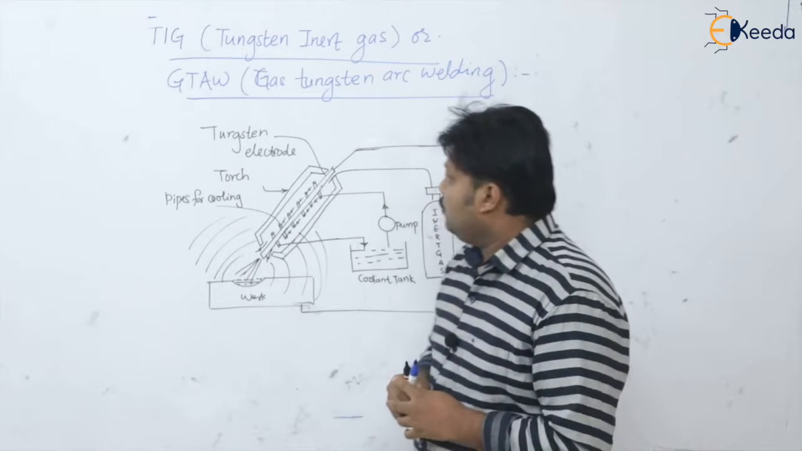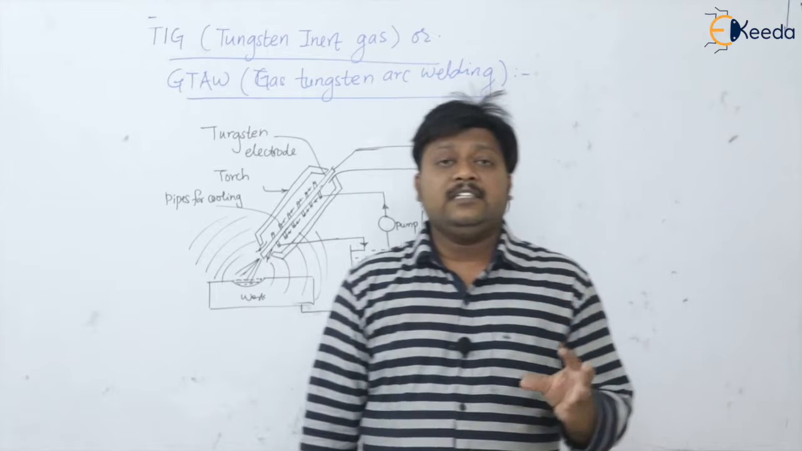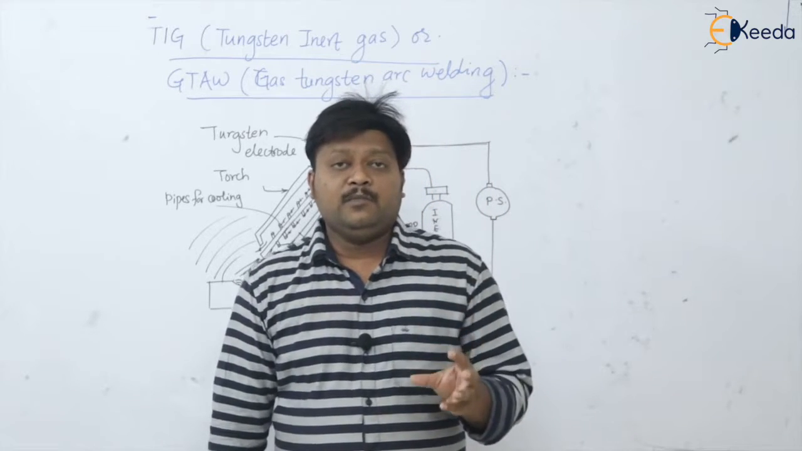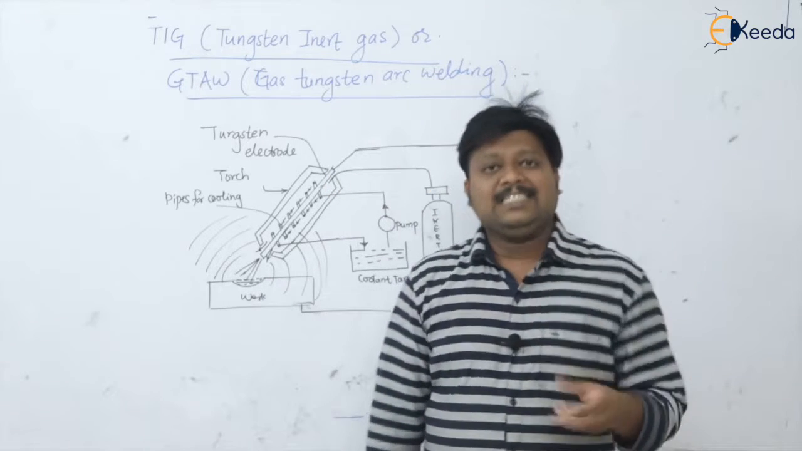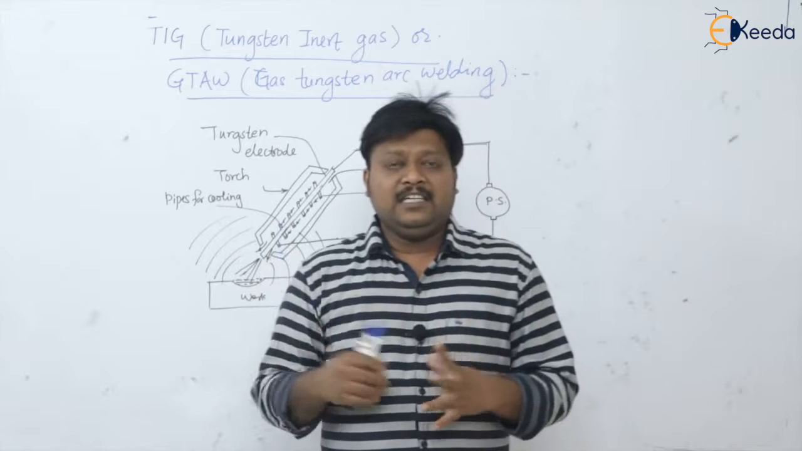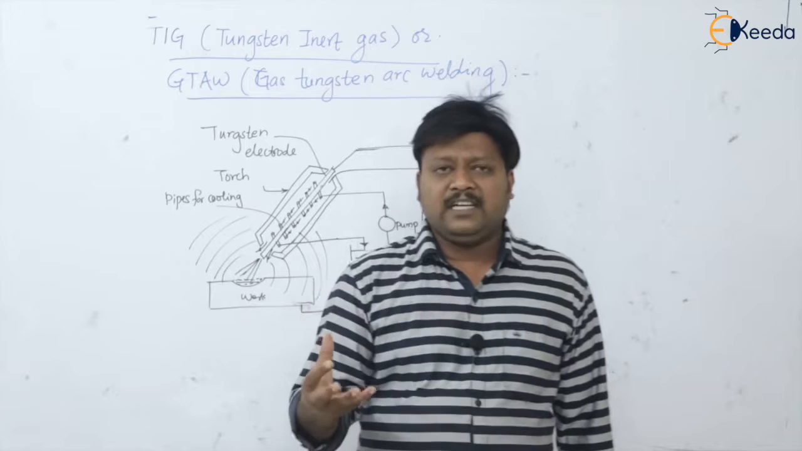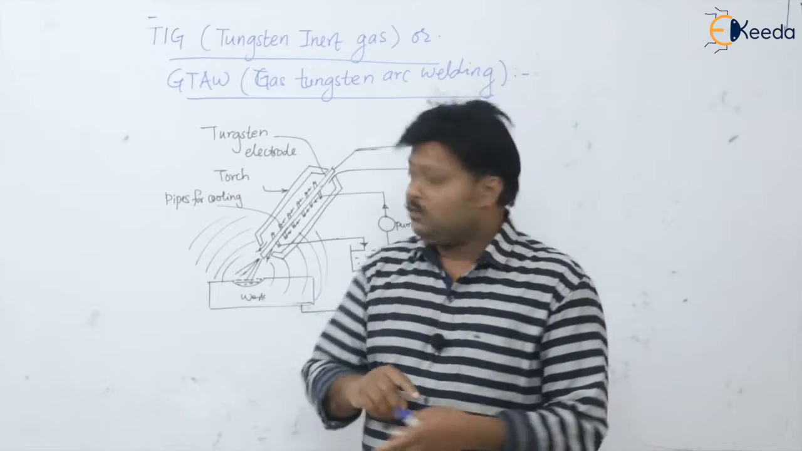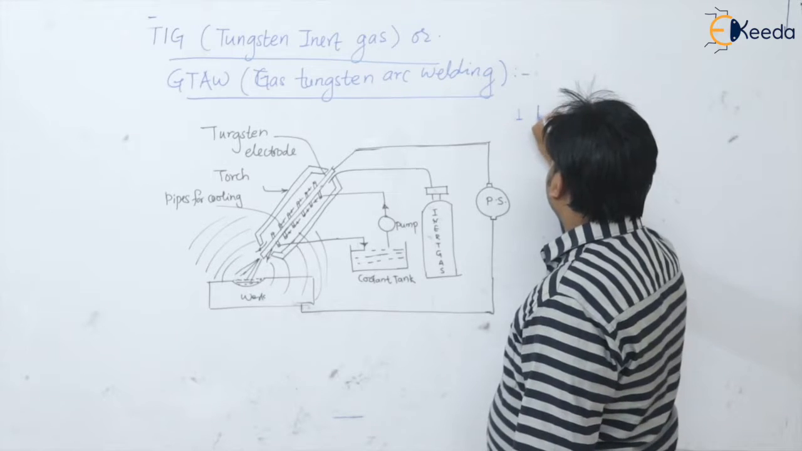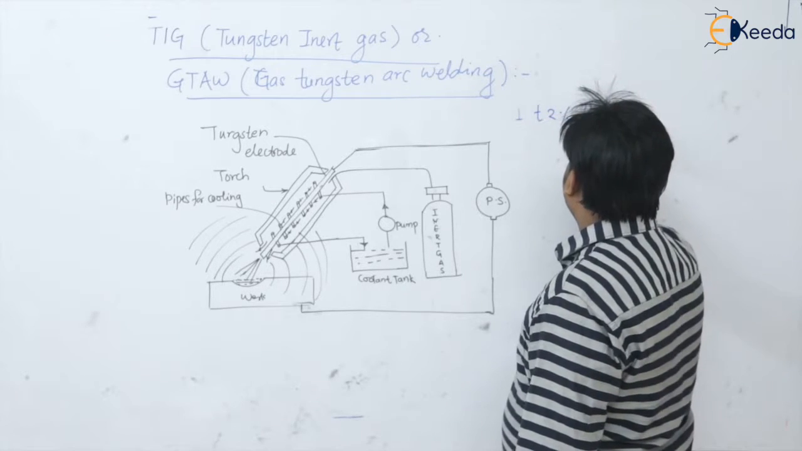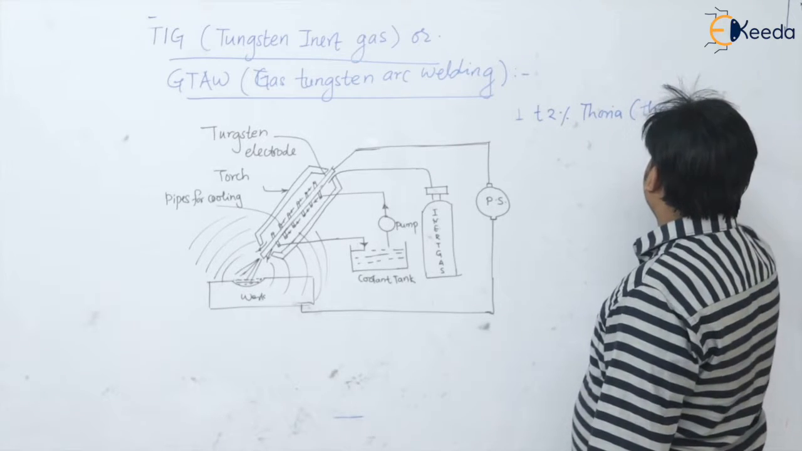So this is the speciality, please remember, in TIG welding the electrode is non-consumable and it is made up of tungsten. Please remember. Now in this tungsten electrode, we are adding thoria or thorium oxide around 1 to 2%. So in this electrode we are adding 1 to 2% of thoria, which is nothing but the thorium oxide.